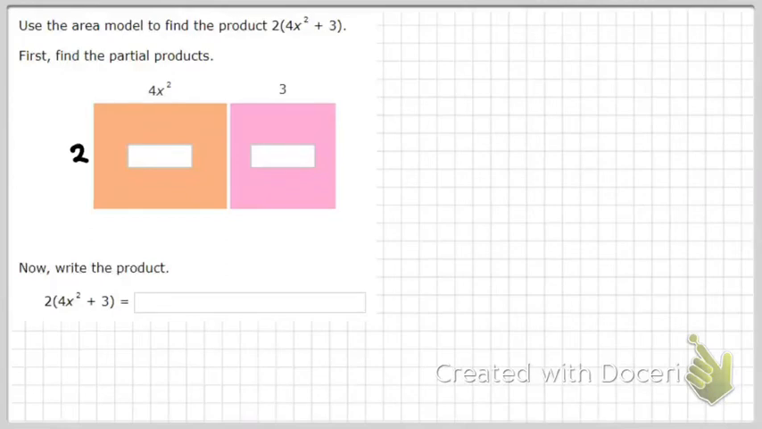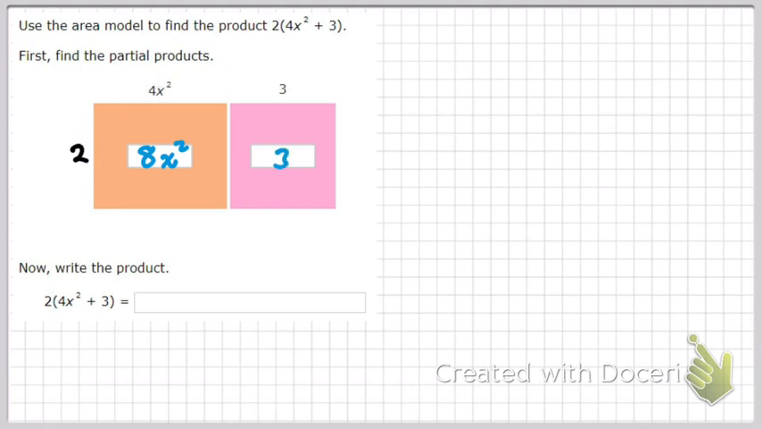The area model? What the heck is that? It's just a fancy way to multiply, guys. It is the box, okay? So the first thing we're going to do is multiply the 2 and the 4x, so we can put our answer right there. We get 8x squared. That's because 2 times 4 is 8, and the x squared just stays because there's no x over here.